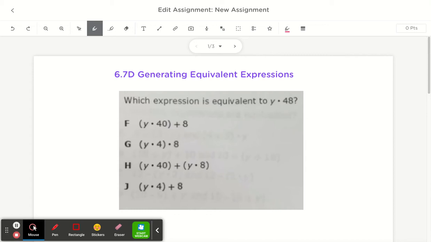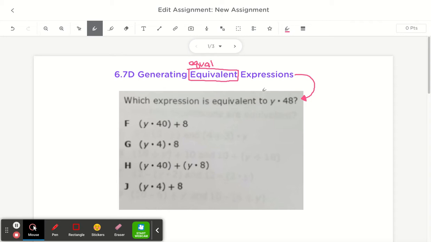All right, guys, let's review generating equivalent expressions. So remember, the word equivalent just means equal or the same. And an expression is something like this that does not have a solution attached to it, so it doesn't have an equal sign. Remember that from your equations versus expressions TEK that you covered this year as well.